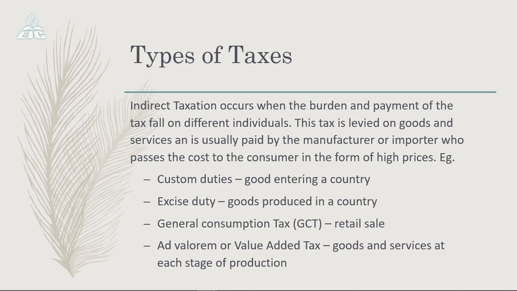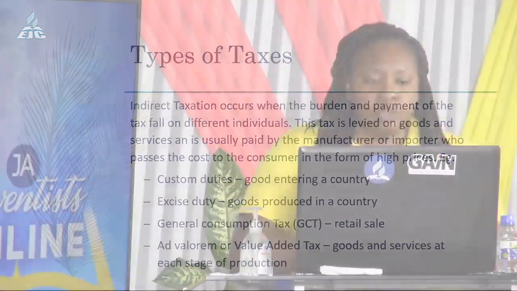In the indirect taxation now, you are not the person who pays the tax, or the owner of the property does not pay the tax. So indirect taxation occurs when the burden and payment of the tax falls on different individuals, right? And you probably can think of something as it relates to that because you can probably think of corporation tax or probably even GCT. When we go shopping and we go to the supermarket and we look at our bills, of course we see down by the bottom GCT.